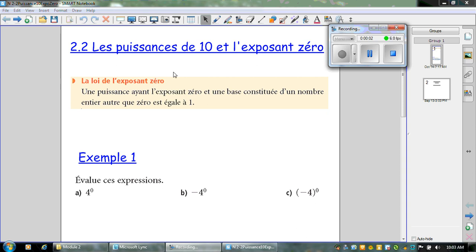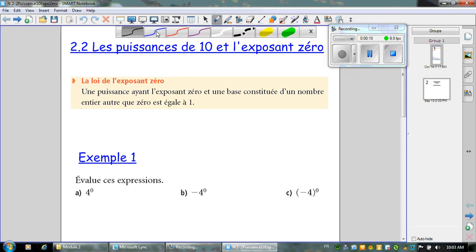Powers of 10 and 0 exponent. So the main thing that you need to realize here is that there's a rule, a law for the 0 exponent.